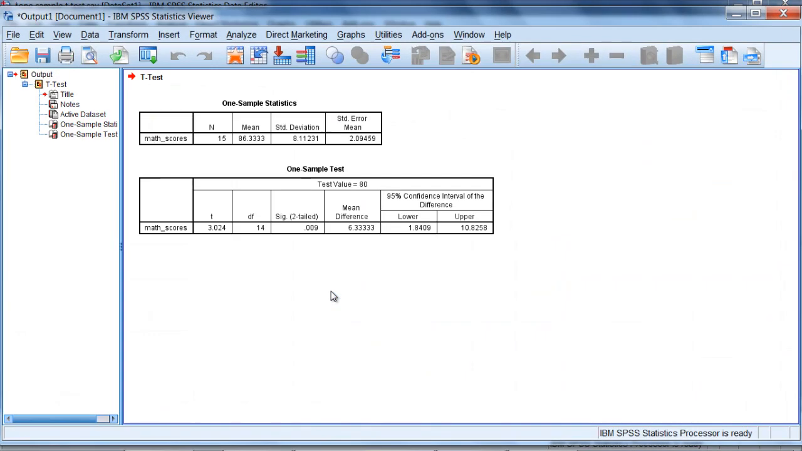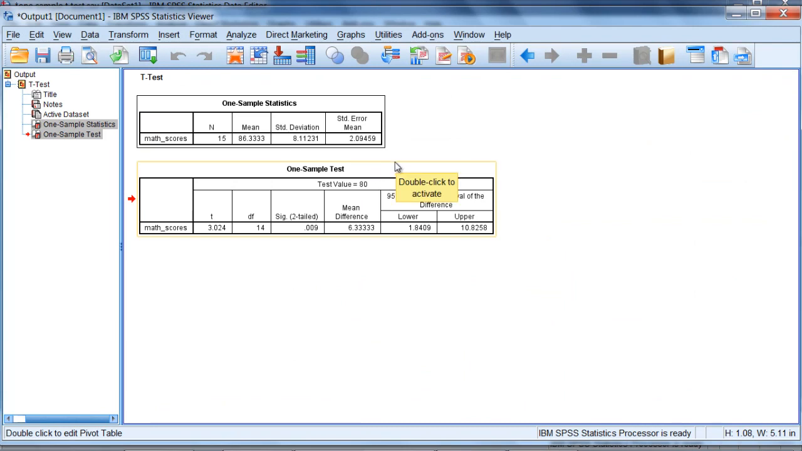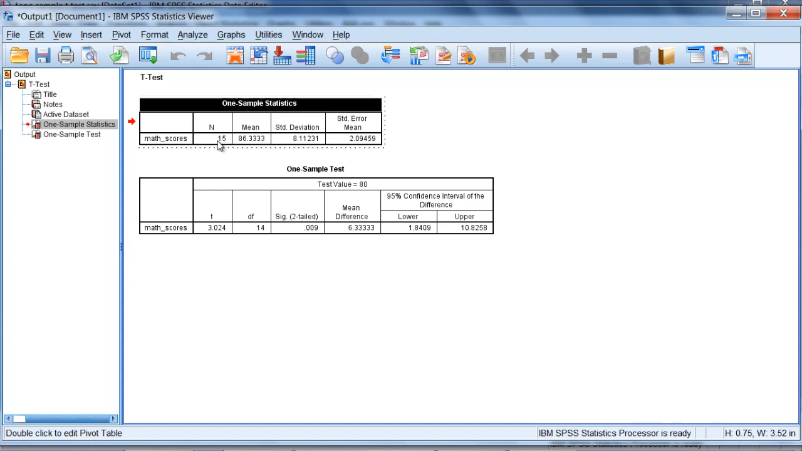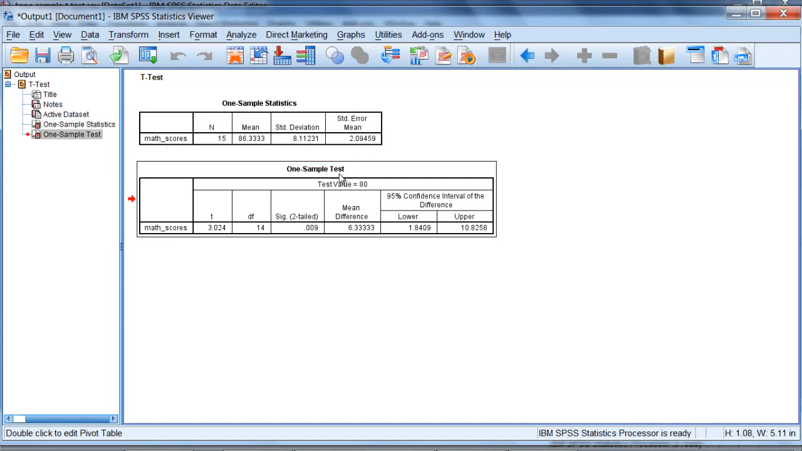The one sample t-test runs in SPSS, and we get this output that consists of just two tables. The first contains our descriptive statistics. Let's take a look at this for a minute. Notice here we have a variable named math scores. We had 15 people on this variable, as we already saw. Now notice the mean here is 86.33. That's the mean of our 15 people, with a standard deviation of 8.11. So we're going to compare this mean of 86.33 to the test value of 80 in this next table. Let's go ahead and look at this table now.